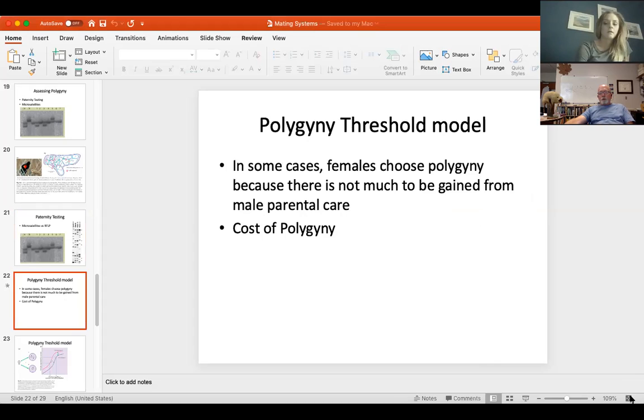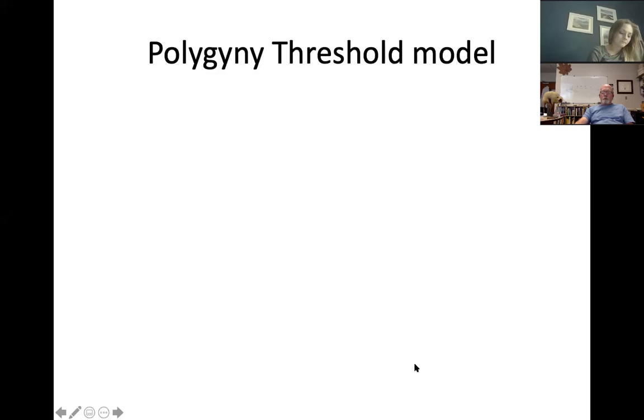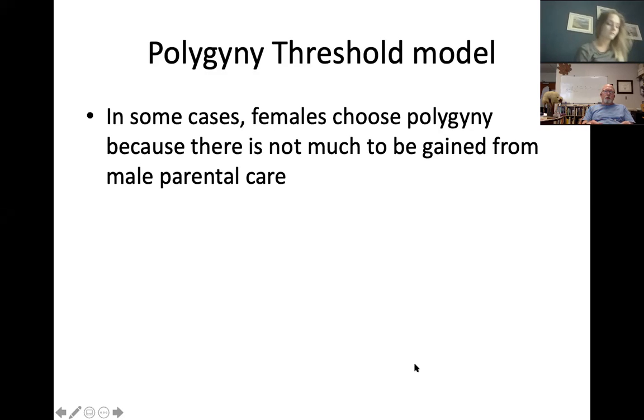The polygyny threshold model. The polygyny threshold model basically is a model that attempts to determine why you would enter into polygyny. So in some cases, females choose polygyny because there's not much to be gained from male parental care. When you enter into a polygynous relationship, one of the things that you can probably count on is a reduction in parental care from the male.